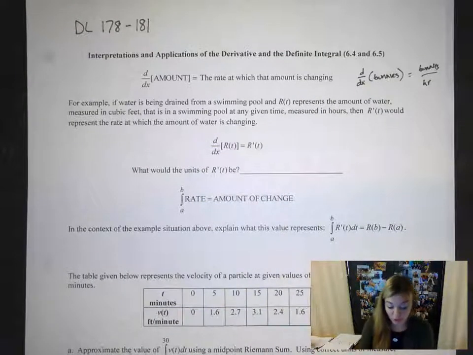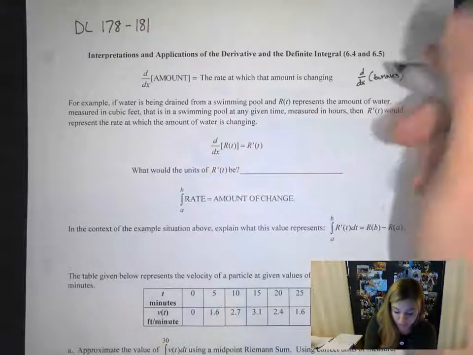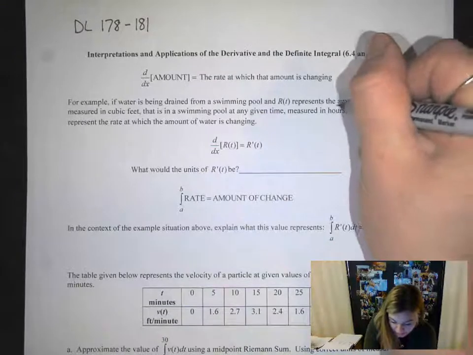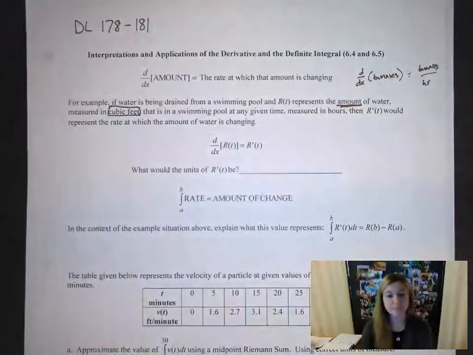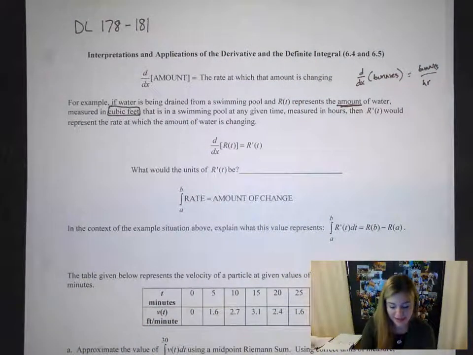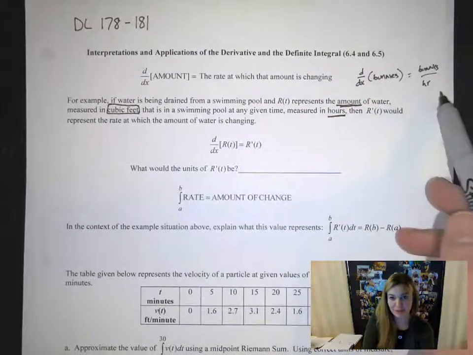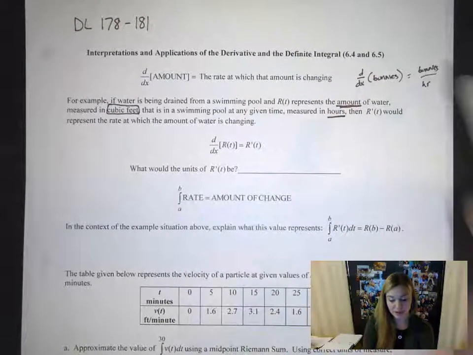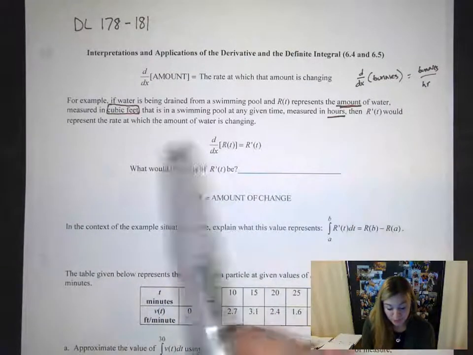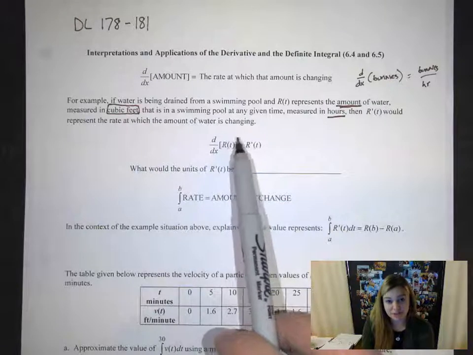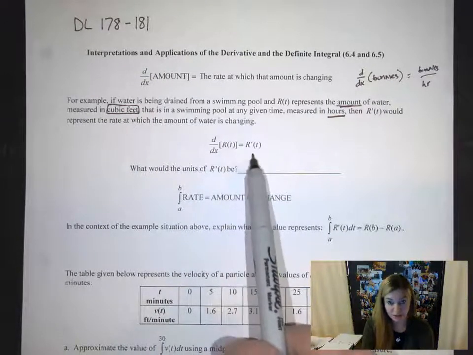So for example, if water is being drained from a swimming pool, R of t represents the amount of water. So this is the amount, and it's measured in cubic feet, that's in a swimming pool at any given time, measured in hours. So we're given the time. I just made this up, the amount and the time, but you'll be given it in a problem. Then R prime of t will represent the rate at which the amount of water is changing. So if you take the derivative of some amount of water, you get the rate at which it's changing.